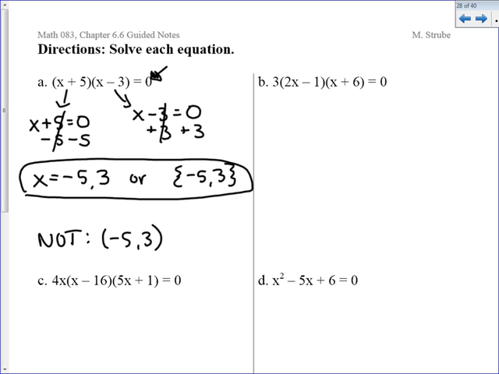So I get my factors. It has to be equal to 0. I set each factor with a variable equal to 0. And so for this first problem, I got two solutions.